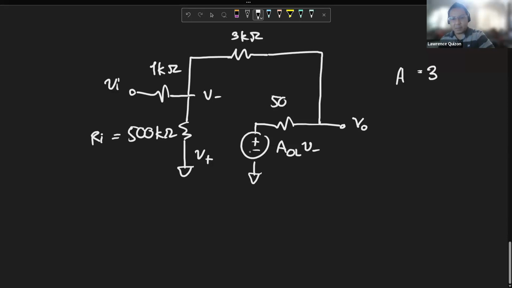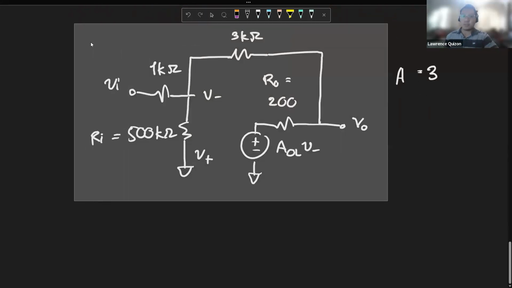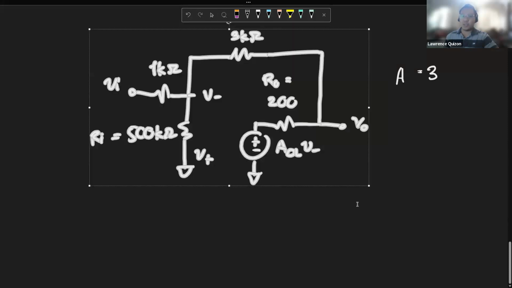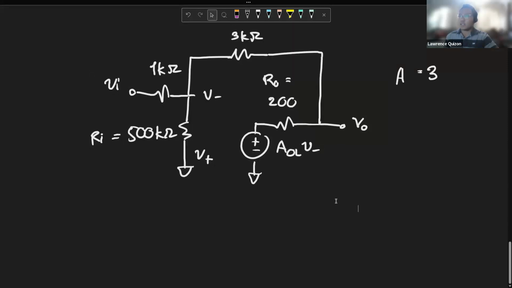Then we have an R out, and let's make that 500 ohms. 200 ohms. There. Alright? So, is everyone convinced that this is the model of our op-amp? That's right, isn't it? So, we just have an R in, we just have an R out, and an open loop gain. Right?